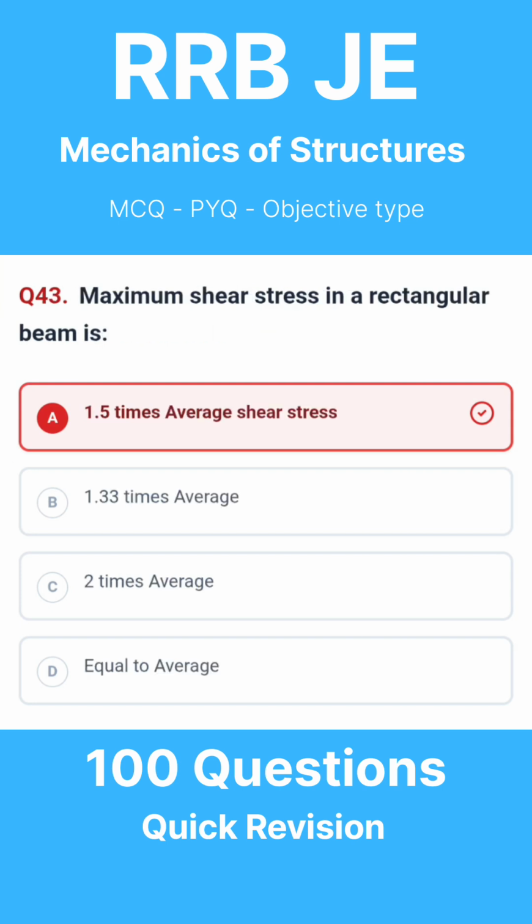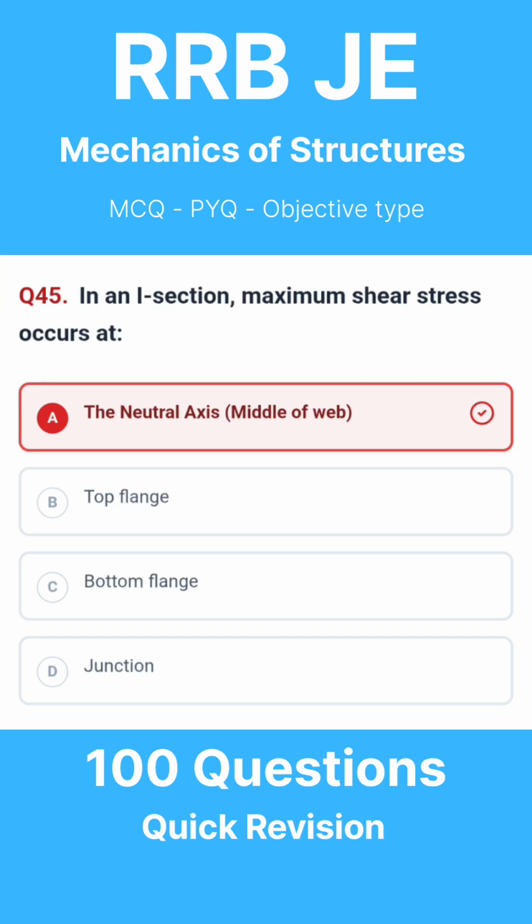Question 43. Maximum shear stress in a rectangular beam is. The correct answer is 1.5 times average shear stress. Question 44. Maximum shear stress in a circular beam is. The correct answer is 4 divided by 3 times average shear stress. Question 45. In an I section, maximum shear stress occurs at. The correct answer is the neutral axis, middle of web.